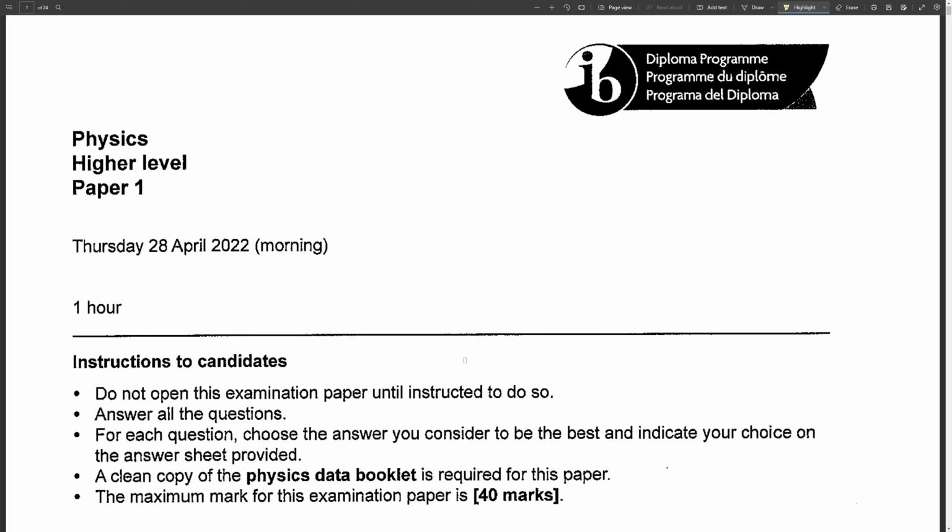Hello guys, I'm going to show you the full solution of the exam paper in 2022 Higher Level Physics Paper 1 of Time Zone 2. And no bullshits, let's go!